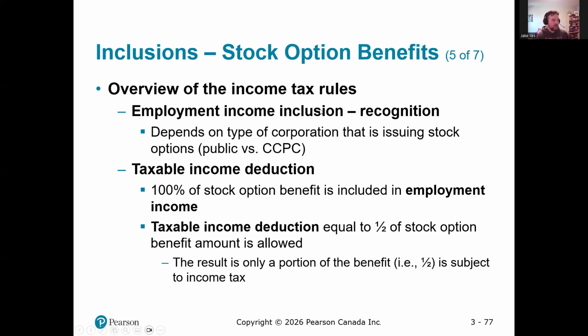Employment income inclusion, when it's recognized, is different for public companies and CCPCs. When you buy the share of a public company, so I've exercised my option, say for Google, that employment income gets recognized right away. The reason for that is because there is an open market for those shares. So shares are 15, I buy it for 12. I go to my employer and say, I'll take that $12 share. On the same day, I can now sell that share for $15. So I can realize that benefit at any time, and I recognize the benefit when I buy the share.